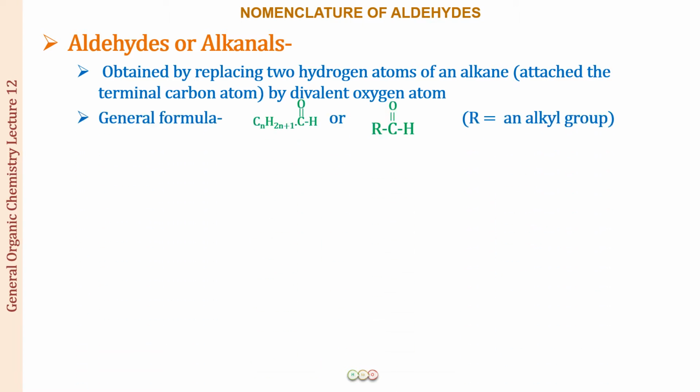So the general formula for the compound is CnH2n+1 CHO. Had this been an alkane, instead of this oxygen, there would have been two hydrogen atoms, right? So it would have become CnH2n+1 CH3, and that would have been an alkane. Right now, what we have done is removed two hydrogens and replaced them by an oxygen, with a carbon-oxygen double bond. The general formula can also be represented by RCHO, where R is an alkyl group. I hope this is clear to you.